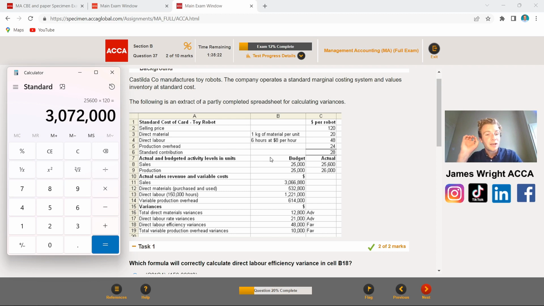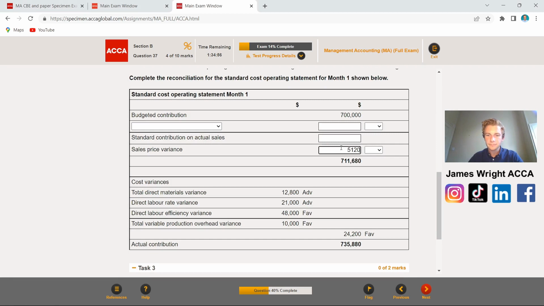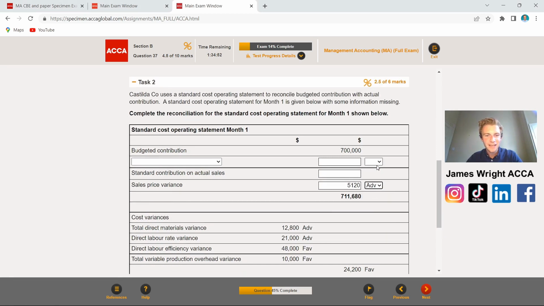$3,072,000 is what, based on the standard cost, we should have generated in sales. However, what you should be saying to me now is, James, we've actually had less. So we are in an adverse position. So if we minus 3,066,880, we are worse off by $5,120 on there. And that is adverse. That is the first one to get down. Keep it easy on there as you go through.